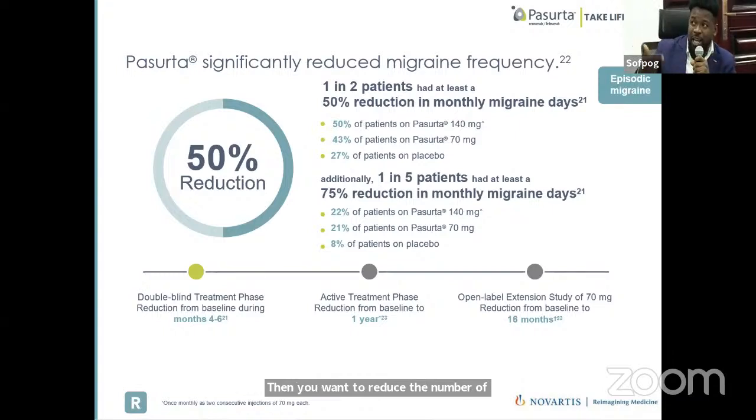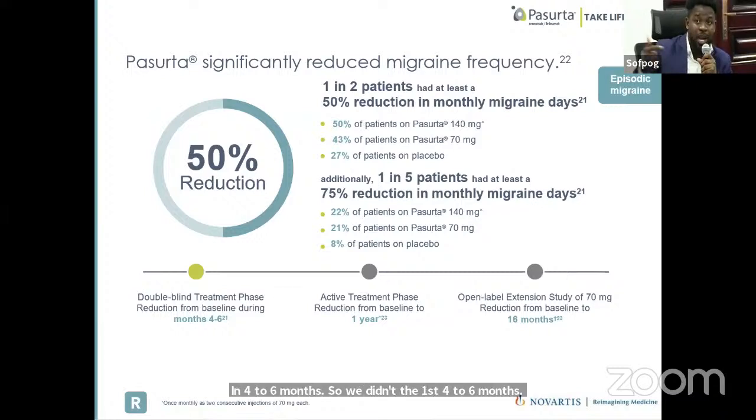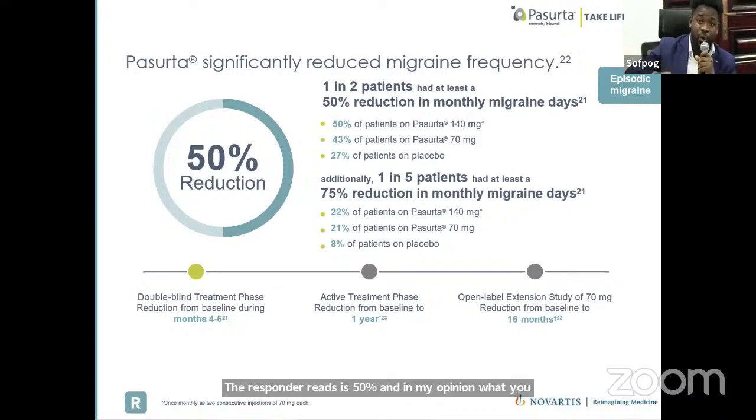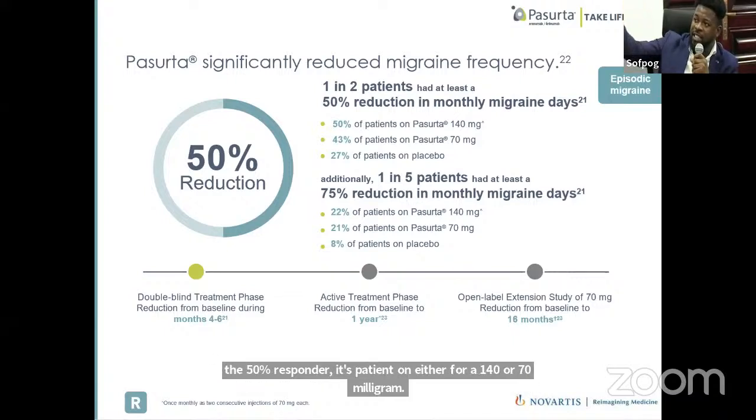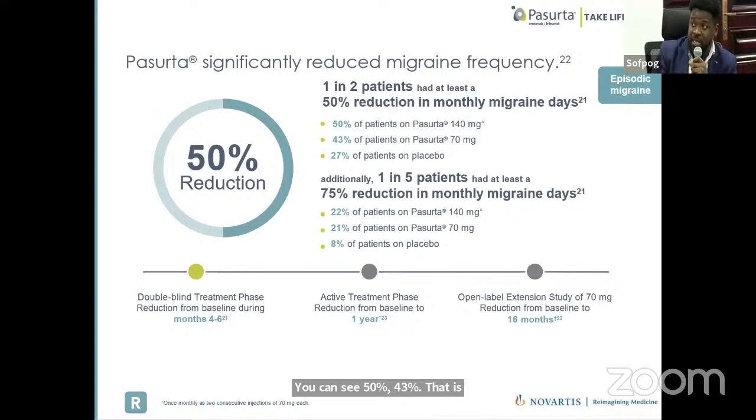So for those with episodic migraine, Pasuta has been shown to reduce migraine days by 50% in about 43% of the patients within 4 to 6 months. And in migraine, what you measure really is responder rate, whether you are getting your 50% responder rate, 75% responder rate, or 100% responder rate. So for the 50% responder rate, patients on either 140 or 70 milligram, you can see 43% versus placebo, which was around 27%.